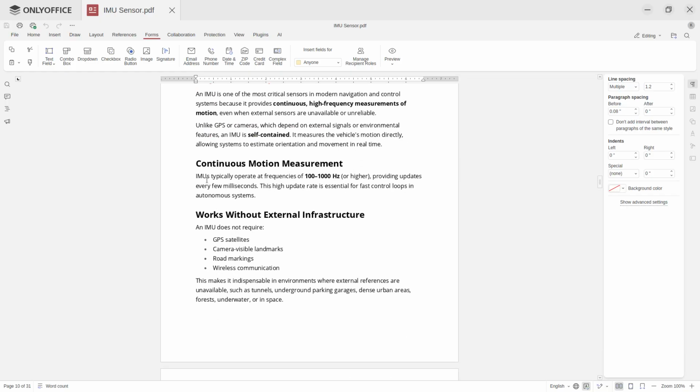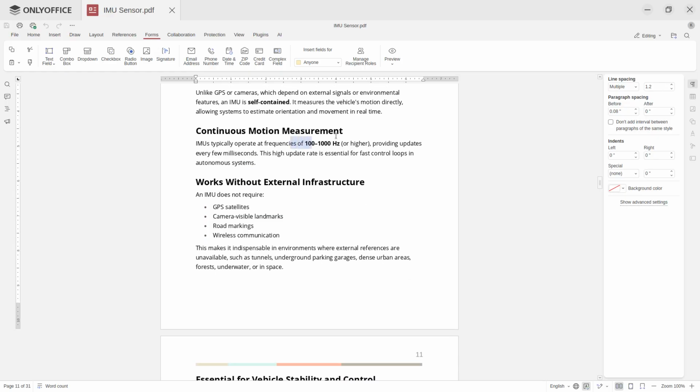Continuous motion measurement. IMUs typically operate at frequencies of 10 to 1000 Hz or higher, providing updates every few milliseconds. This high update rate is essential for fast control loops in autonomous systems. If you have ever worked with IMUs, you will see that if you start taking IMU data and, after maybe 2 seconds, you stop, you will still see a lot of data. That is what it means: it has very high frequency.